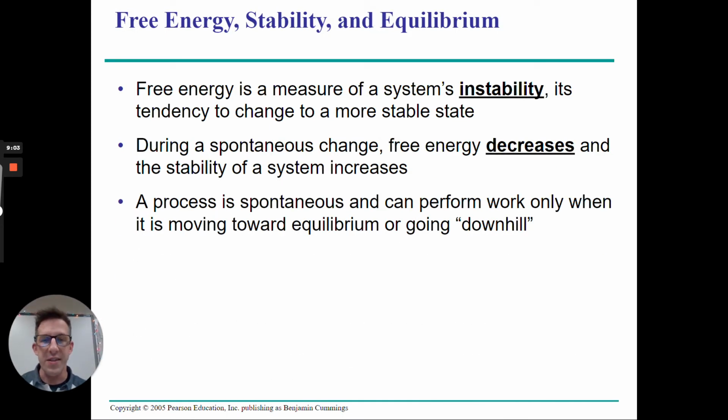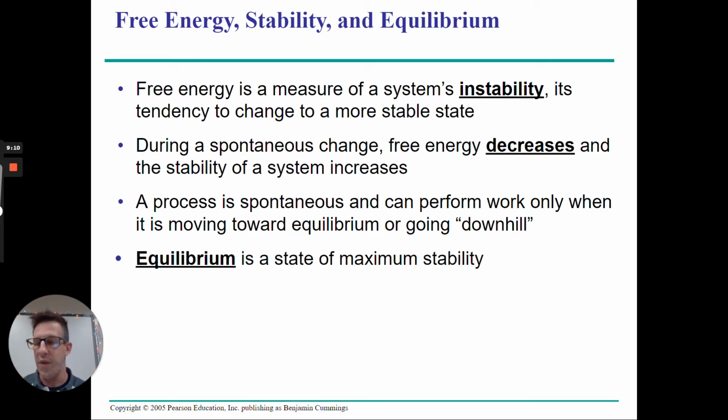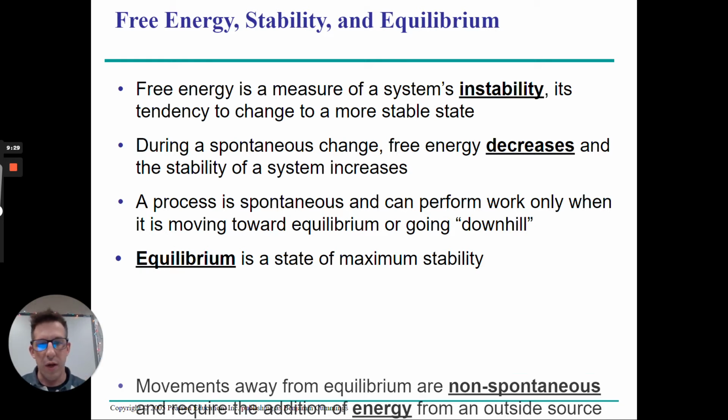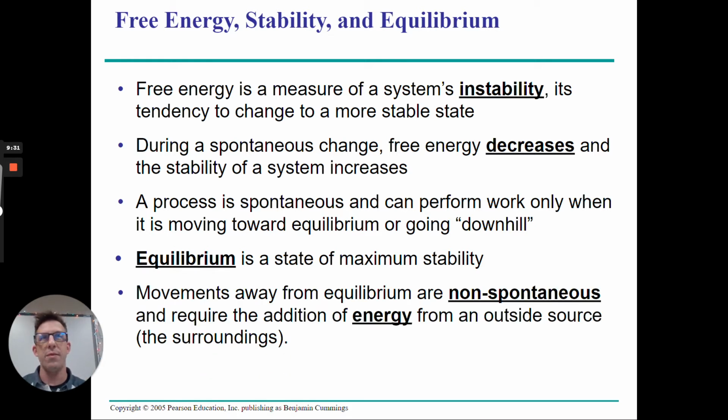A process is spontaneous and can perform work only when it is moving towards equilibrium or going downhill. And the reason this makes sense is because equilibrium is a state of maximum stability. So these systems that release free energy oftentimes try to get to a state where they are more stable. I'm going to bring some examples into this, but I want to talk briefly about some other things first.